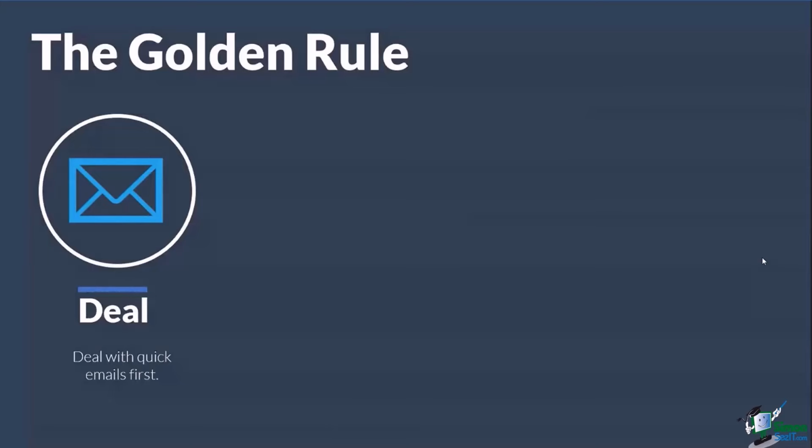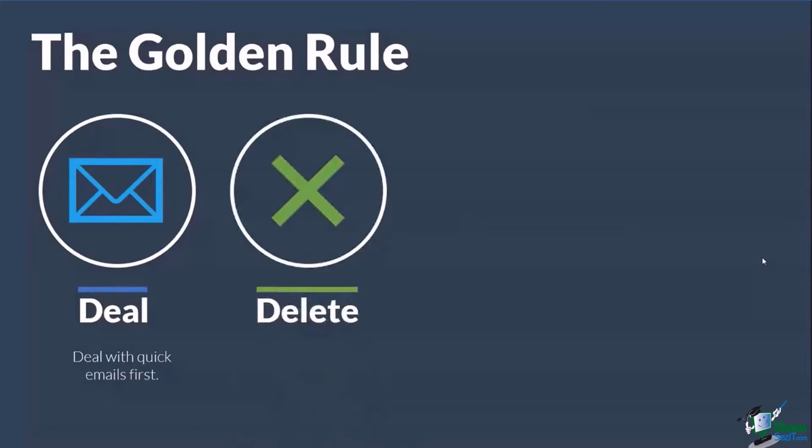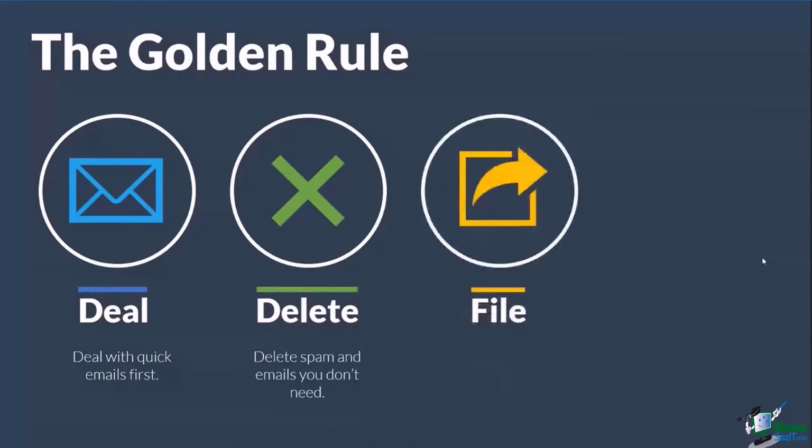So deal with those quick items first. Delete spam and any emails that you don't need. All of those newsletters and things like that, if you don't want to keep them, delete everything that you're not going to need. The next thing is file. File emails that you've dealt with into relevant folders so that you can easily find them again. And when you file them into folders, it gets them out of your inbox.